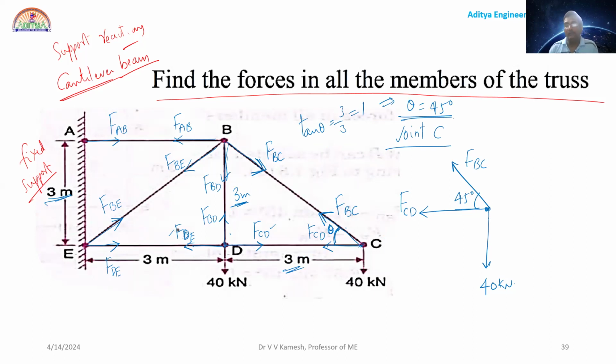Now you need to apply Lami's theorem, because the joint C is in equilibrium with three forces only. You can apply Lami's theorem or you can apply anyone. Sigma Fx equals 0, sigma Fy equals 0, right? Sigma Fy is equal to 0. All the forces on upside is equal to all the forces on downside. So what are the forces on upside and downside?